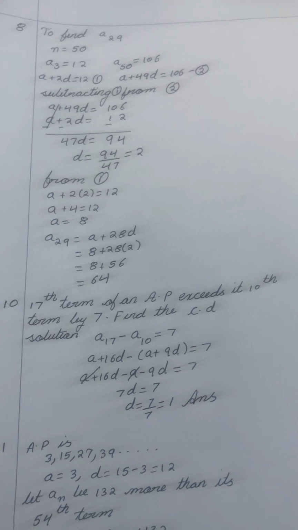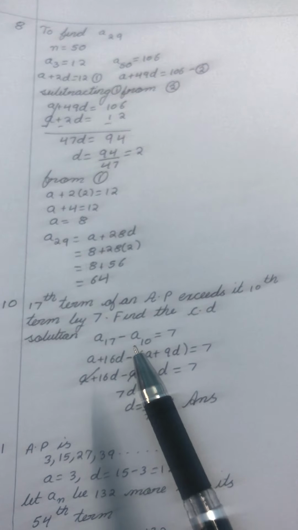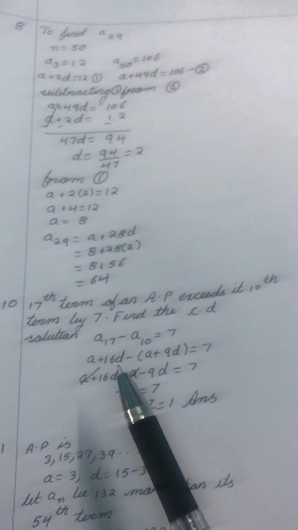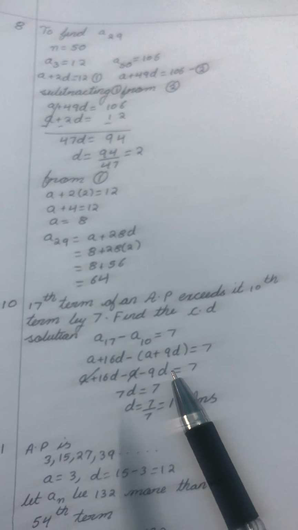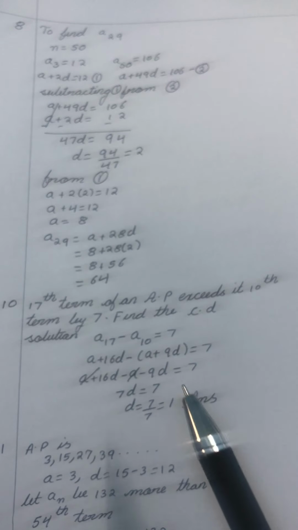Then question number 10. In question number 10: the 17th term of an AP exceeds its 10th term by 7. Find the common difference. So the 17th term is 7 more than its 10th term. This information we can write in this way: the difference between the 17th term and the 10th term is 7. So a17 minus a10, a plus 16d by the general term formula, minus (a plus 9d). Open the bracket, a and a cancel, 16d minus 9d is 7d. This 7 we divide by 7, so 7 divided by 7 is 1. So the common difference is 1.